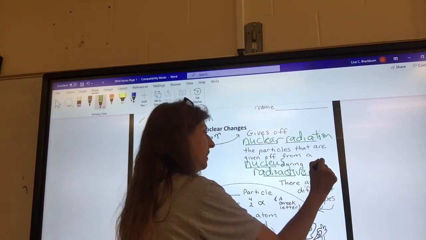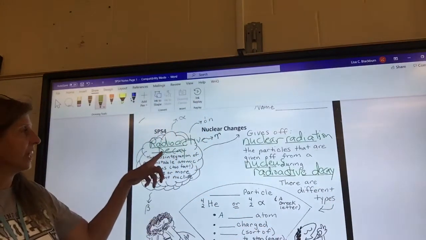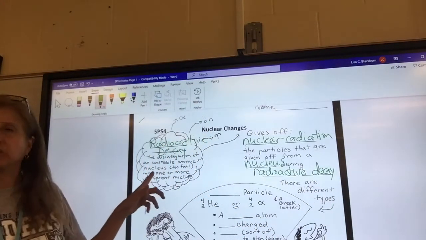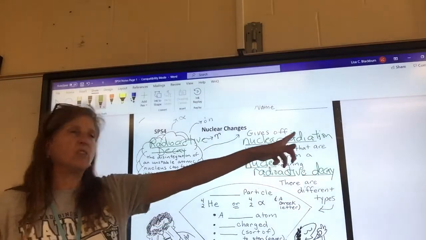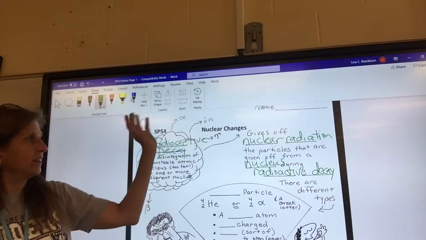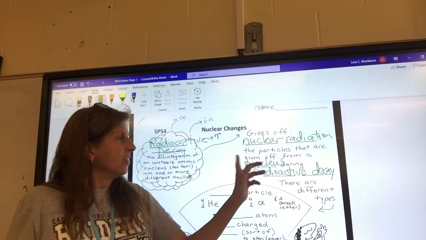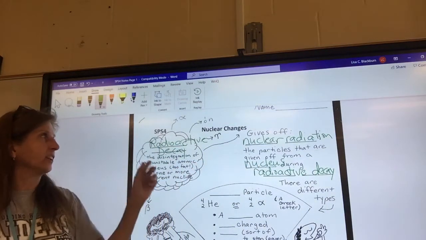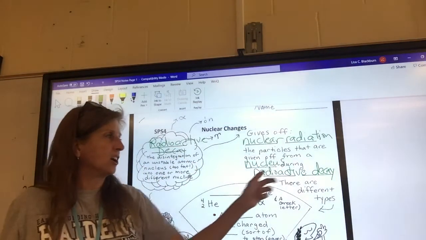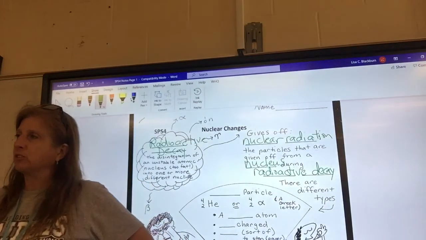Radioactive decay. Okay, so radioactive decay is given off by an unstable nucleus because it's too fat. It gives off radiation, like alpha. There's more. There's beta, gamma particles, neutrons. They're given from the nucleus. This is the nucleus of the atom, and it is called radioactive decay. How do we feel about those words? Can we keep those straight?